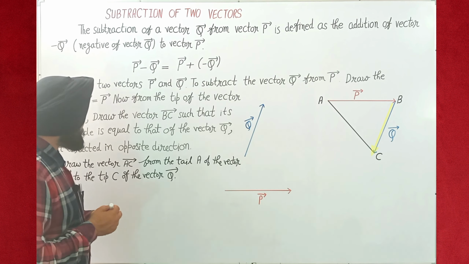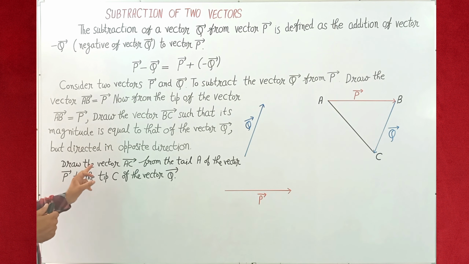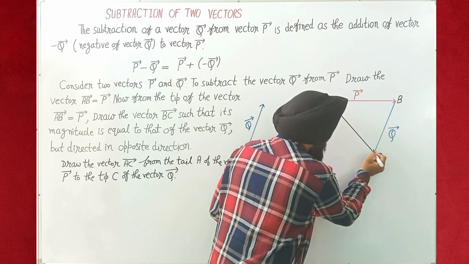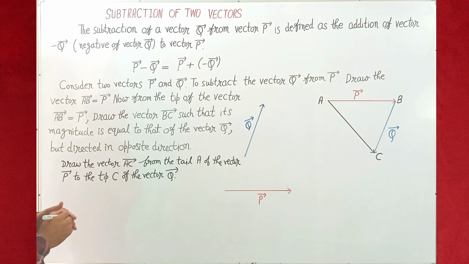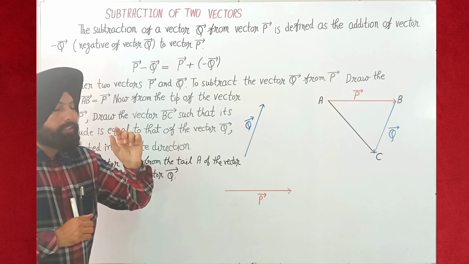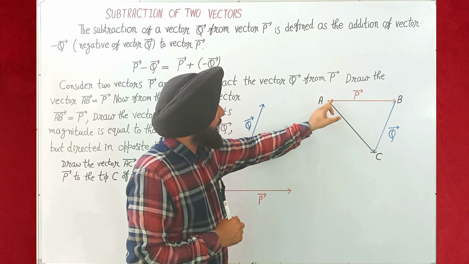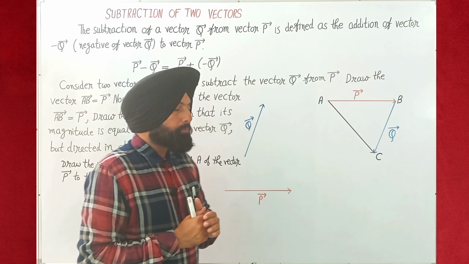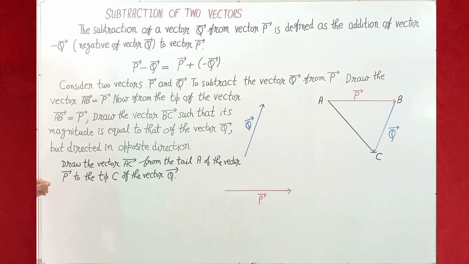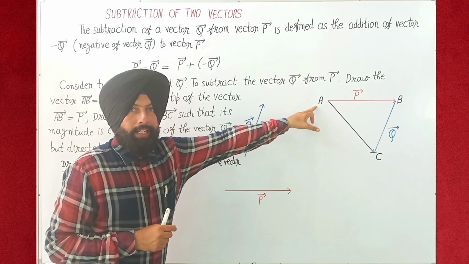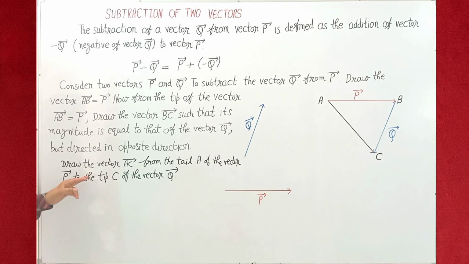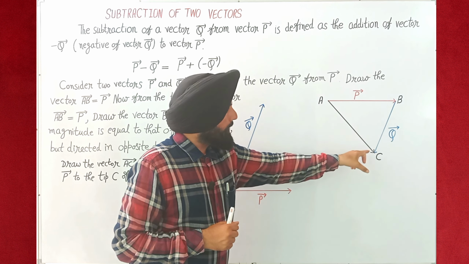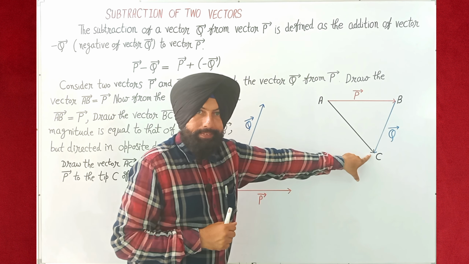Now next, draw the vector AC. AC vector we have drawn from the tail of vector P, means from point A, to the tip C, means to the point C where the tip of vector Q lies.